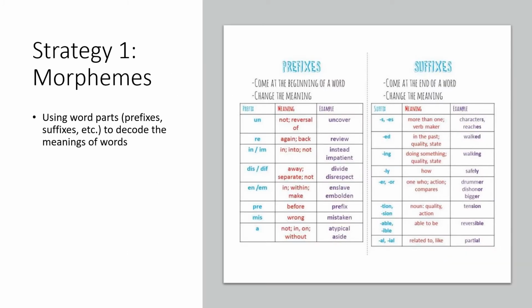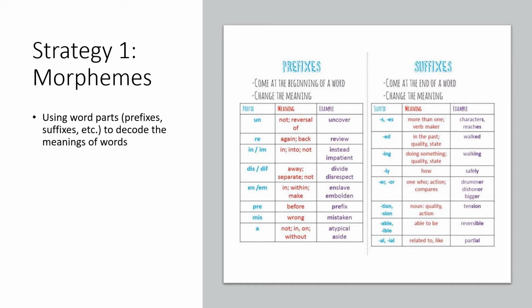So our first strategy is going to be morphemes. Morphemes is when we use word parts to decode the meanings of words. Essentially, this means that we break an unfamiliar word up into its prefix, its suffix, and its root word. And we remember the meanings of the prefixes and the suffixes in the root word. We take those meanings and we put them together to try to construct the meaning of this unfamiliar word.